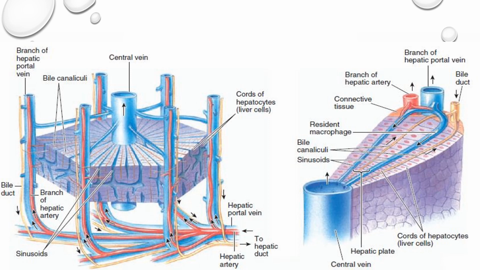Here you can again visualize the direction of flow of the blood and also the bile. So blood is from the periphery towards the center, and bile you can see is secreted in the hepatocytes and it moves towards the periphery to the bile duct. And this is one of the beautiful pictures of the liver lobule, which clearly shows all its parts.